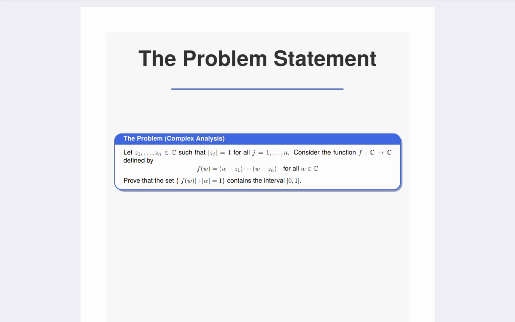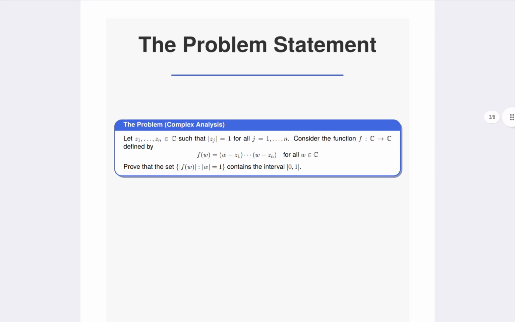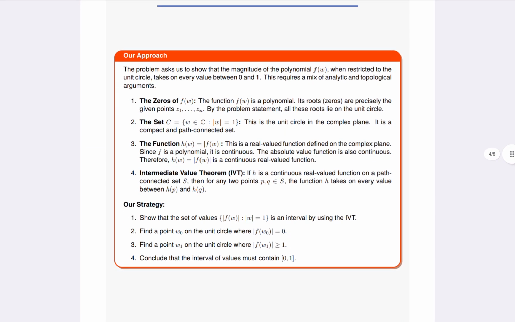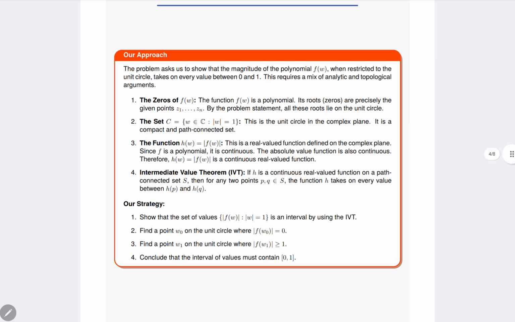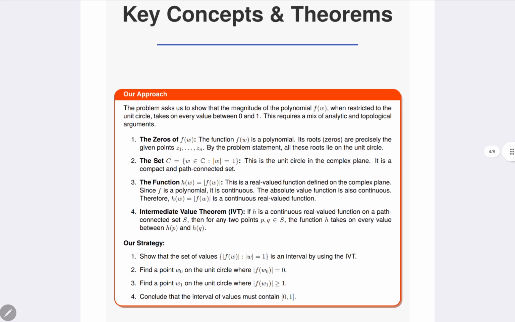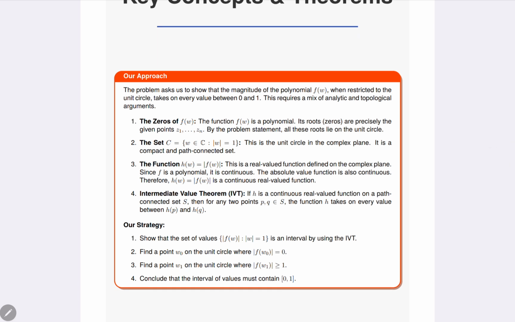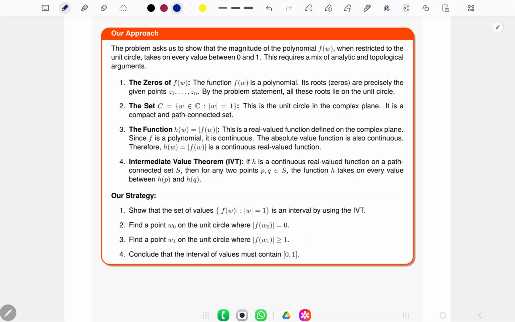That's quite an interesting problem. Let us analyze. Here are a few things we would like to observe. First of all, observe that the zeros of f(w) are precisely the values z1 till zn. Moreover, the unit circle, which we call C, is a compact and path connected set.